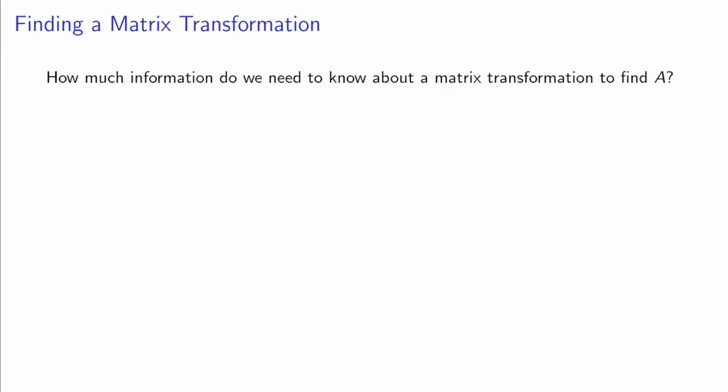Last video, we discussed the concept of a matrix transformation and we defined it. In this section, we want to look at how much information we actually need to know about a matrix transformation in order to find a matrix A. In the last video, we were mostly talking about matrix transformations where A was given to us. Here, we're going to be given some information about this transformation and see if we can figure out what A should be.